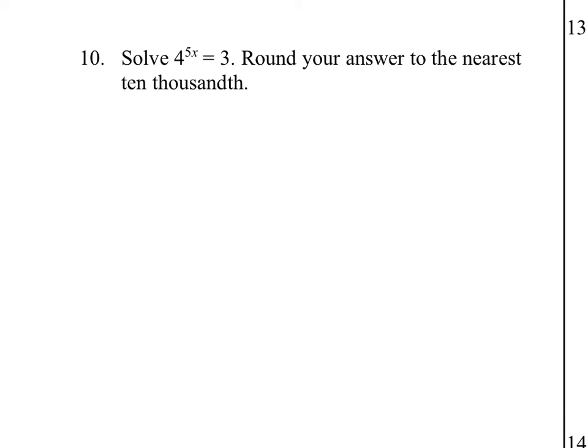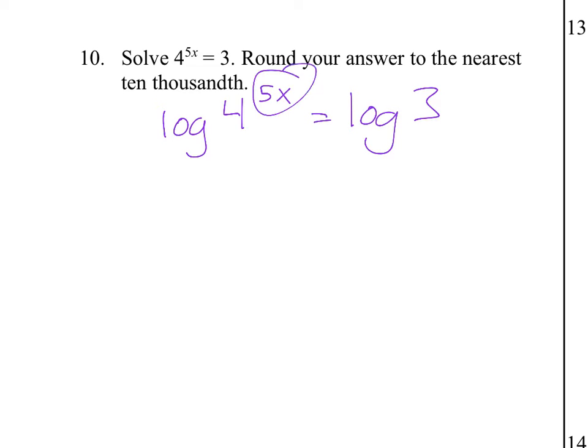Number 10. Solve 4 to the 5x equals 3. Okay, so I have to take the log in order to get that 5x out of there. So if I do log 4 to the 5x is equal to log 3. Take the log of both sides. I can bring the 5x down since it's an exponent.